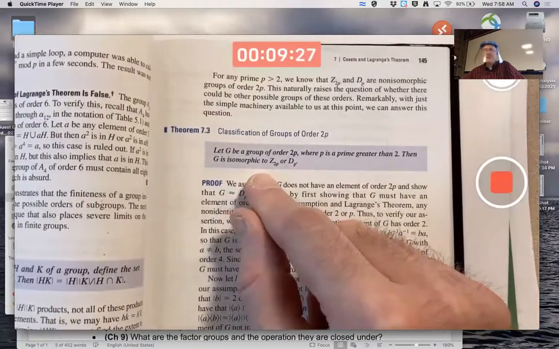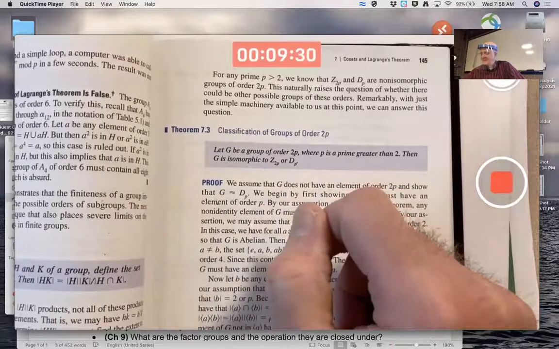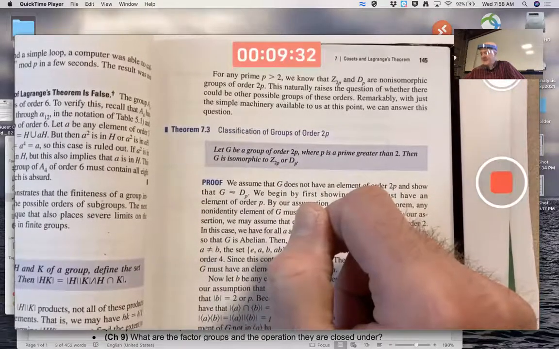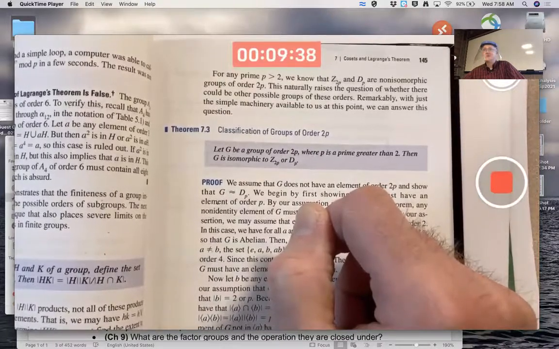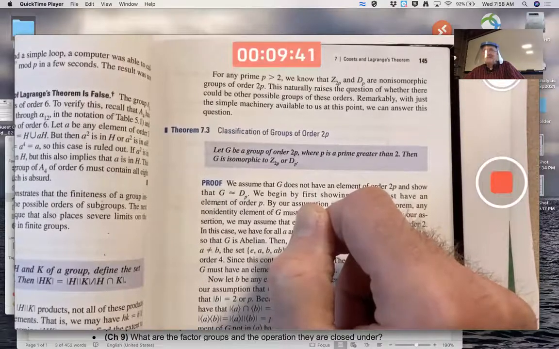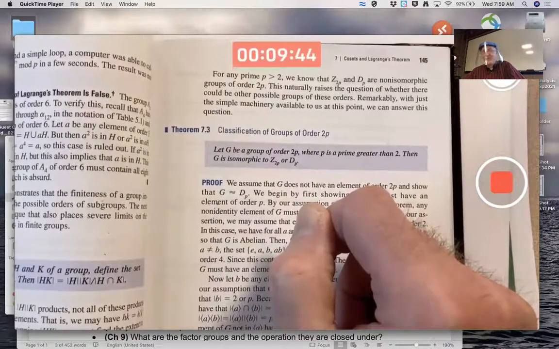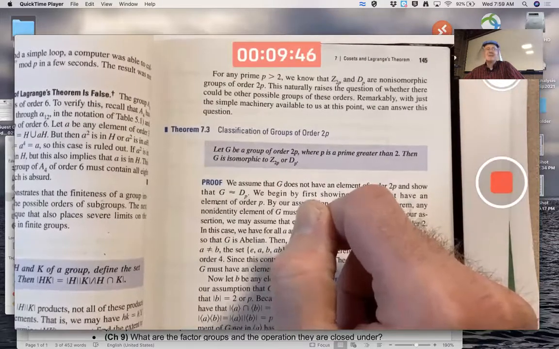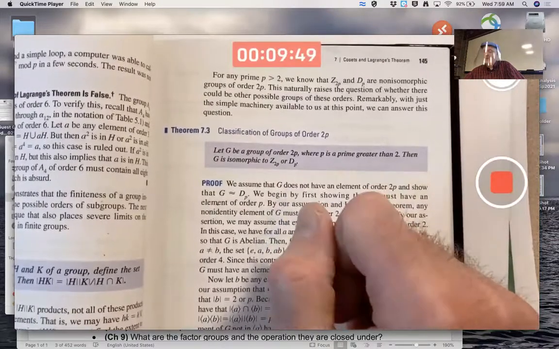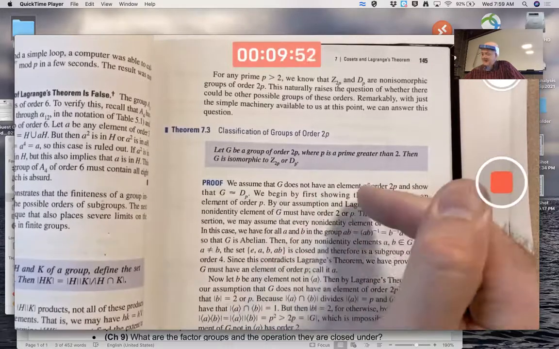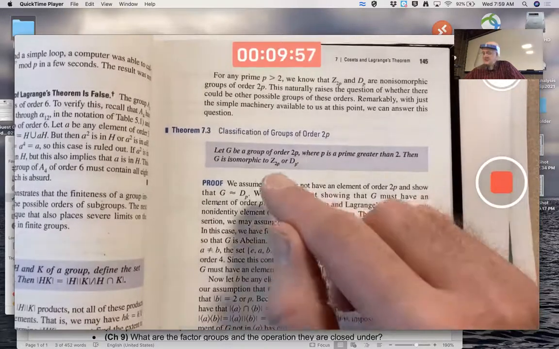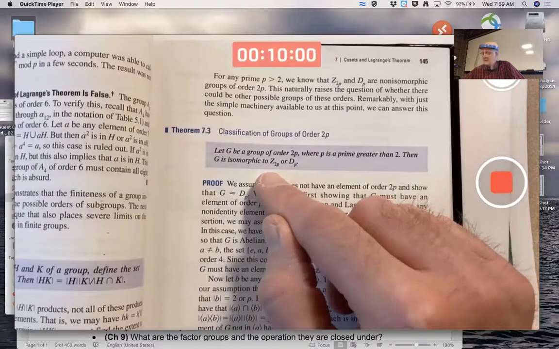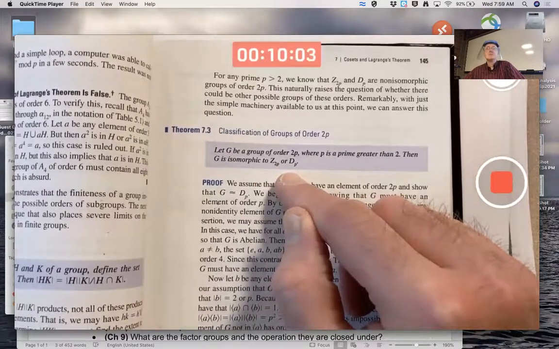Let G be a group of order 2p where p is prime. So this would include groups of order 6, 10, 14, right? 2 times 7. What next? 2 times 11, 22, 26, 2 times 17, 34, 38. Those would be the orders that this theorem would apply to. Then there's only 2 possible groups that G is isomorphic to. G is either cyclic of order 2p, or it's isomorphic to the dihedral group. That would be the group of symmetries of a p-gon.